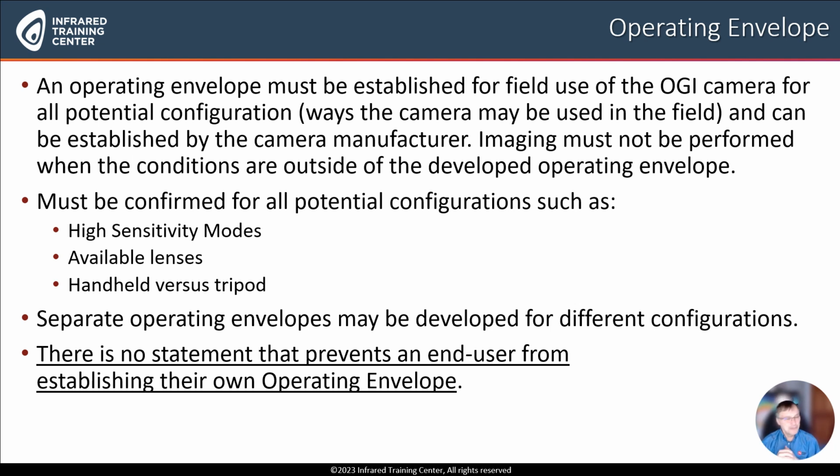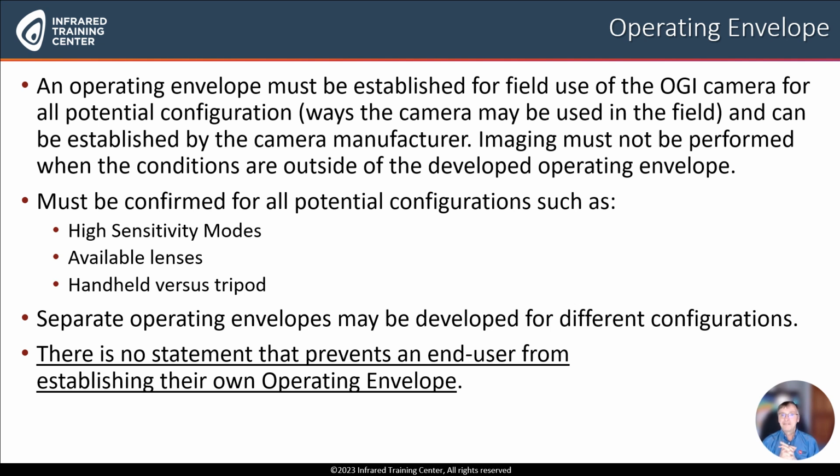Creating an envelope here really says we're not going to image when the conditions are outside of that envelope. In other words, let's say it's snowing outside. You're in the middle of a blizzard in the Midwest. That's probably not the best time to be out doing a survey, just because of the moving of the snowflakes and the high wind and the conditions. So that would be an example of an operating envelope, okay?